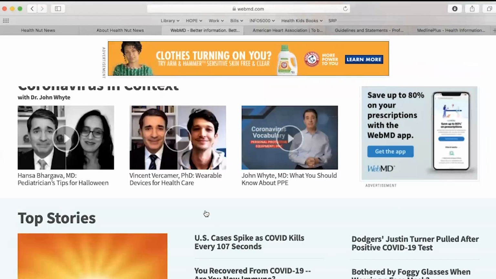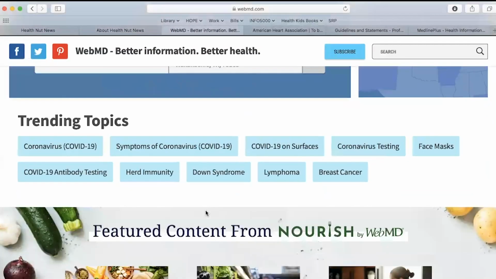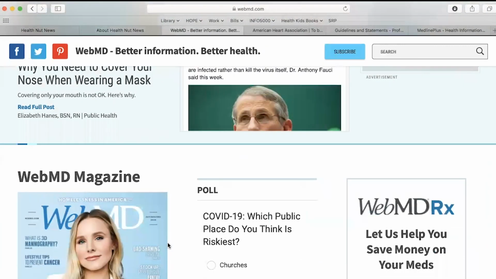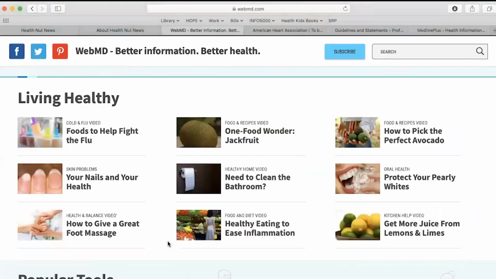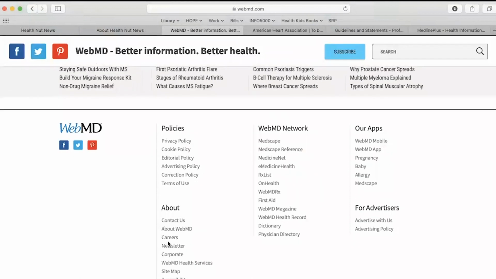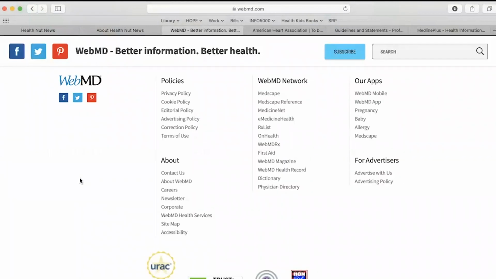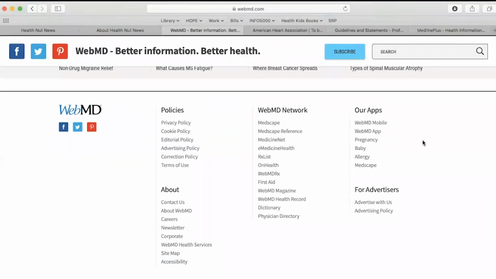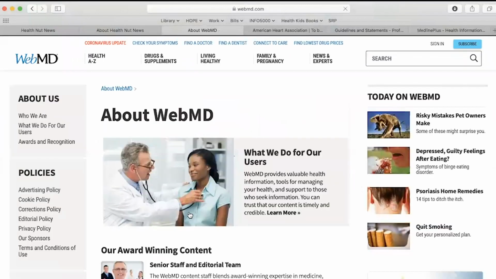So again, using our investigative skills, I'll show you a great place to start when looking for information about a website: just scroll all the way to the bottom. Pretty much all websites, or any good website, will have a website map at the bottom of their page. So again, this is where we're going to go to their About page and learn more about their policies and what is important to know about them. So let's go to About WebMD.